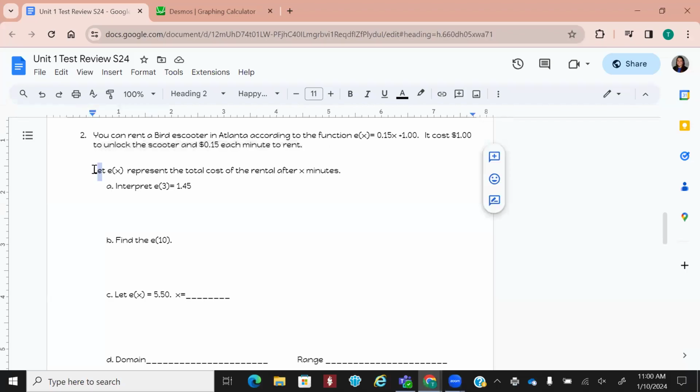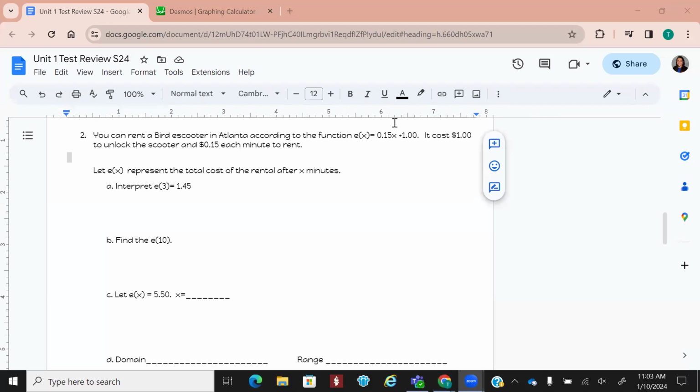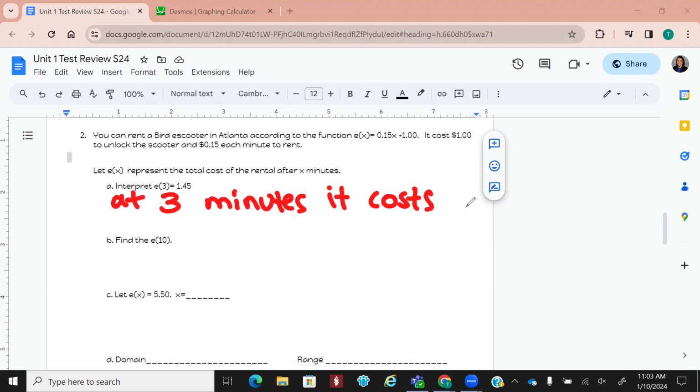Okay. Let E of X represent the total cost of the rental after X minutes. Interpret what E of 3 equals 1.45 is. So what does E of 3 equals 1.45 mean? That's going to mean that at 3 minutes, it costs $1.45 to rent the scooter.